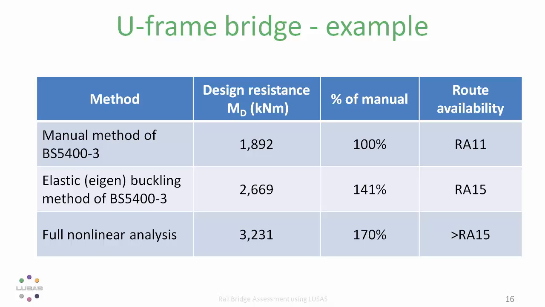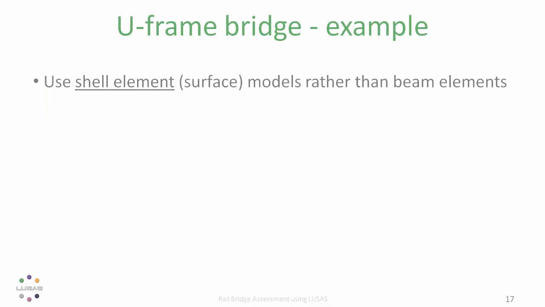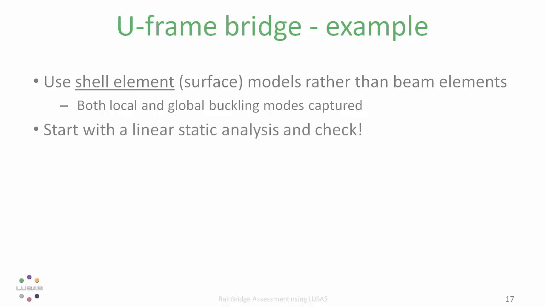So, how do we set about modelling a U-frame bridge in such a way that we might reap those kinds of rewards at the end of the process? Well, our recommendations would be to start out using shell or surface elements rather than beams. Although beam elements are very efficient and can be used in a number of ways for this sort of analysis, using shell elements will ensure that both local and global buckling modes are identified and can indeed contribute together to the predicted failure of the member in a full nonlinear analysis. And using then shell elements, we should carry out a linear static analysis and check the model before proceeding any further.